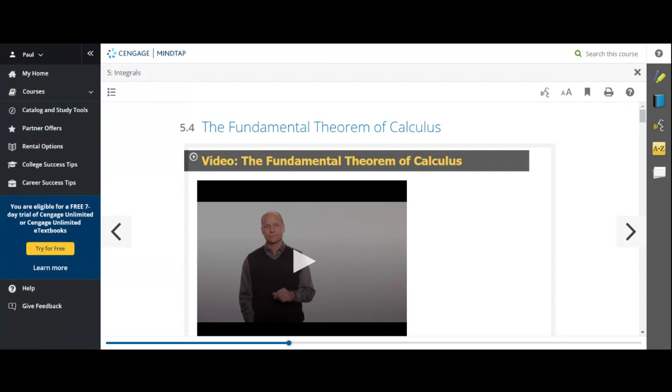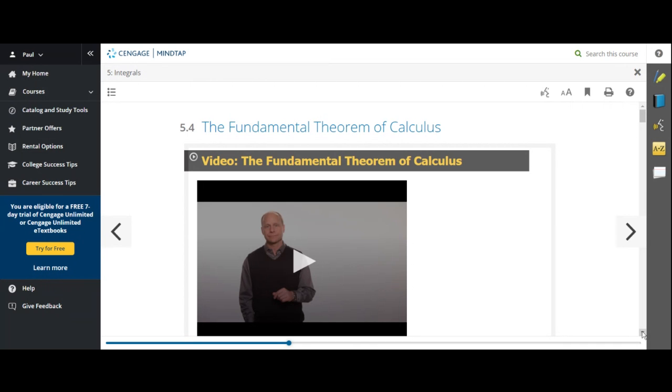All right, section 5.4, the fundamental theorem of calculus. Okay, one of the most important theorems you're ever going to see. But you all actually saw some very important ones, and a very important one in section 5.3 as well. Okay, let's talk about this.